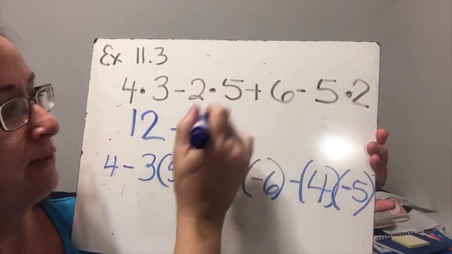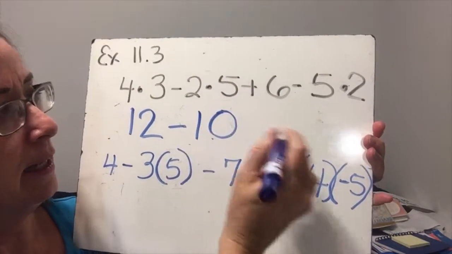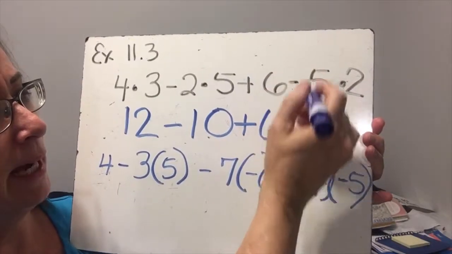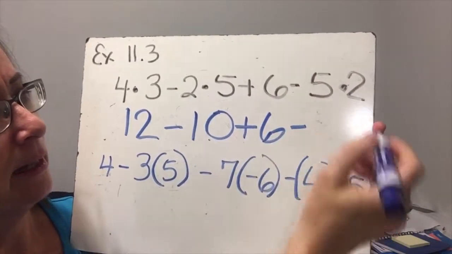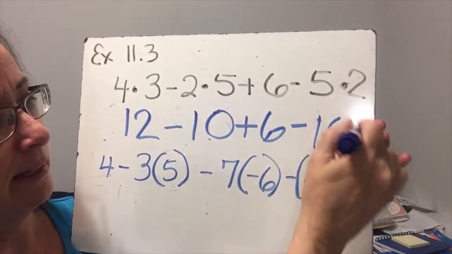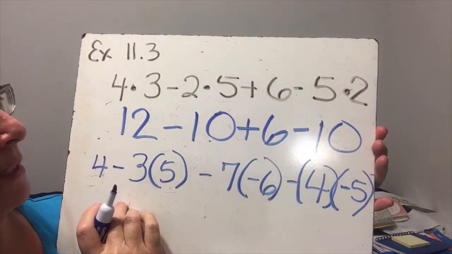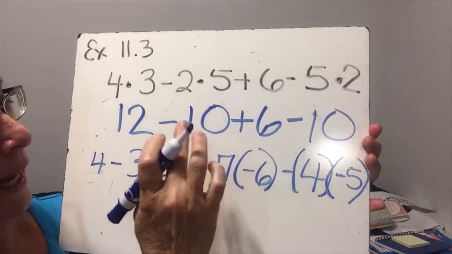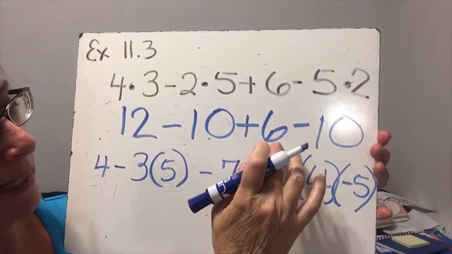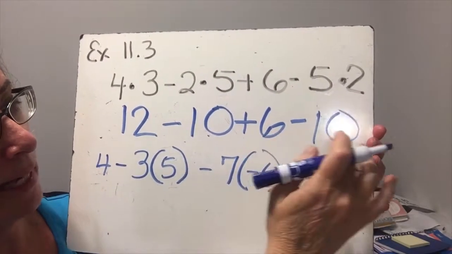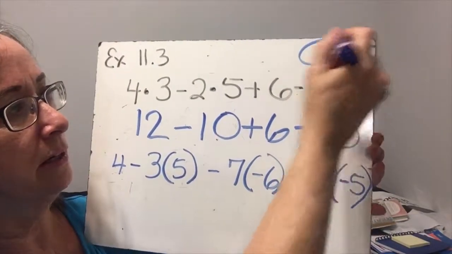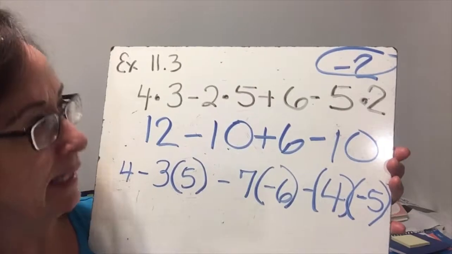Minus 2 times 5 is 10, and then we have plus 6 and minus 5 times 2 is 10. Okay, so when we're going to simplify that, we have 12 minus 10 is 2, and 2 plus 6 is 8, and 8 take away 10 is a negative 2. So the answer, that's going to evaluate to a negative 2.